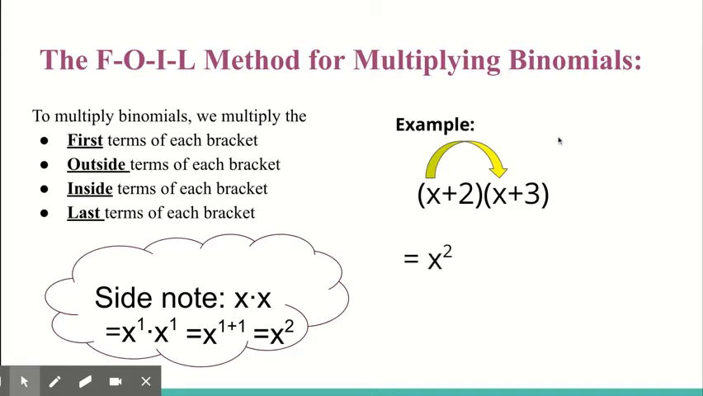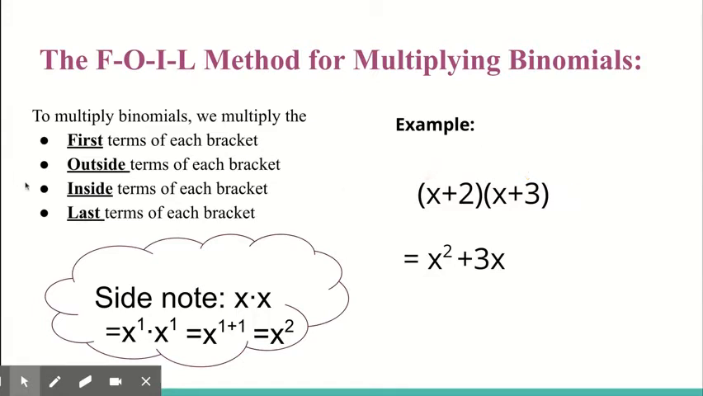Okay, and then the next one is the outside terms of each bracket. What it means by the outside terms is the term closest to the left and the term closest to the right. So this is the one that's closest to the left, and this is the one that's closest to the right. So we multiply those two together. So when I multiply them together, we get plus 3x, because they are not like terms, so they just sit next to each other. So we get 3x.